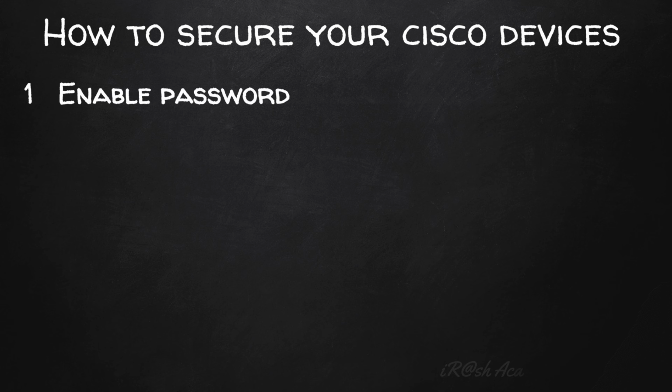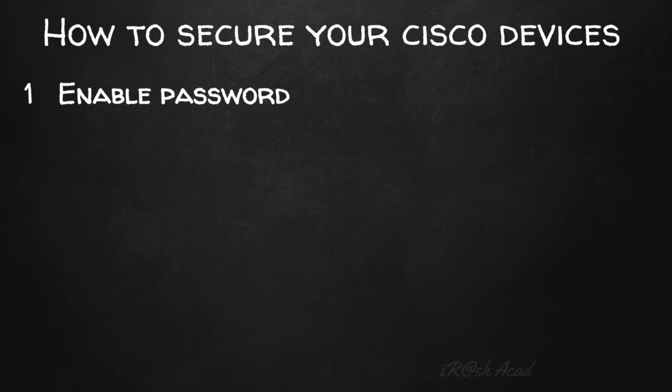The point number one is enable password. This simply means that you need to set up a password on your network device so that if anyone wants to access your network devices, they must enter the password. Then only they get the access. If they are not able to provide the password, then their access will be denied. So the first point is to set up a password for your Cisco devices. Now, how to set up a password on your Cisco devices?